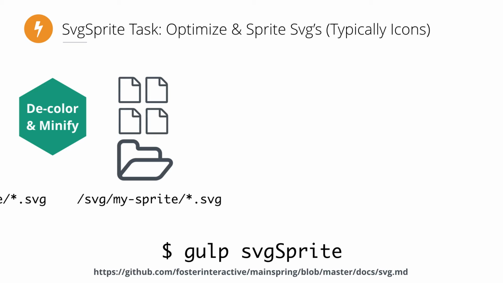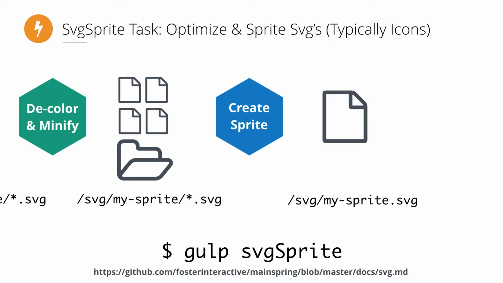Then, as the next step, it takes all the SVGs, the small SVG partials that are sitting in SVG/MySprite, automatically does that symbol tag thing I described earlier, and makes a MySprite folder. So pretty complicated, but let's look at the end result of this.